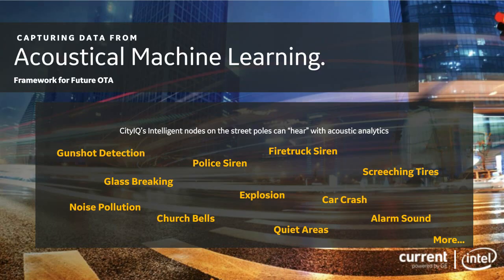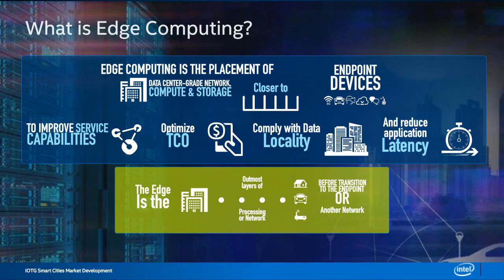And similarly, like the Alexa example that I used on the consumer side, we have an acoustical sensor inside the node that helps us hear things and alert officials to things like gunshot detections or screeching tires, or maybe you want to look at the other end of the spectrum and know where all the quiet areas are in a city. There's a lot of fantastic use cases that can be utilized from an acoustics perspective. And so that lays the groundwork for what we are doing together for cities, but I want to turn it to Sameer to take us a little bit more in depth on this great edge computing technology. Sameer?